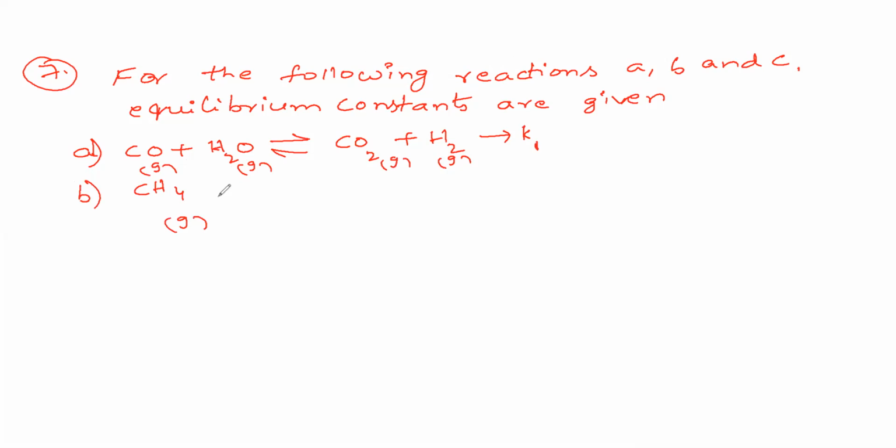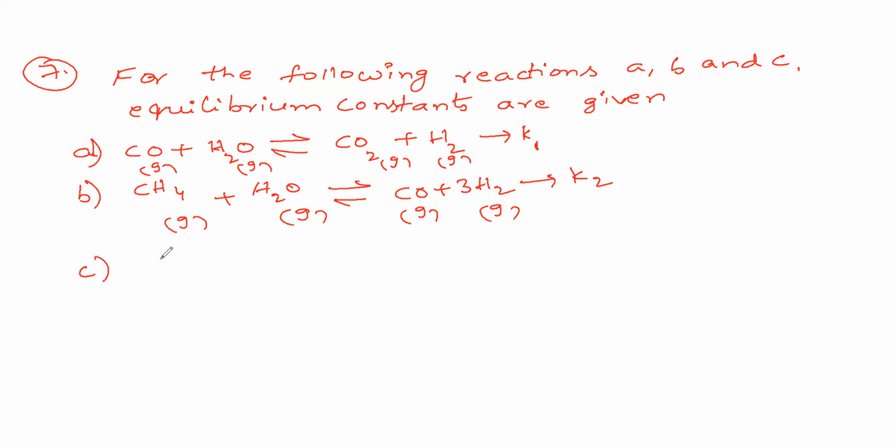Second, CH4 plus H2O gas gives rise to CO plus 3H2. Here also everything is gas. It is taken as K2. Next, third equation, CH4 plus 2H2O gives rise to CO plus 4H2. All are gases, and this is K3.